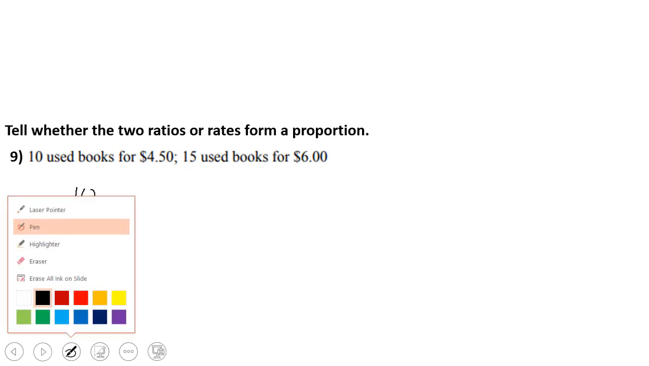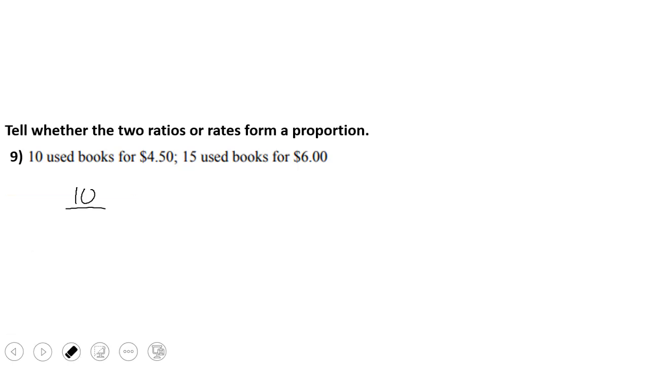You know, I'm going to write that differently. I'm going to write that the other way, and you'll learn why I write it the other way. $4.50 over 10, is that equal to $6 over the 15 used books? I'm going to use that dollar sign.